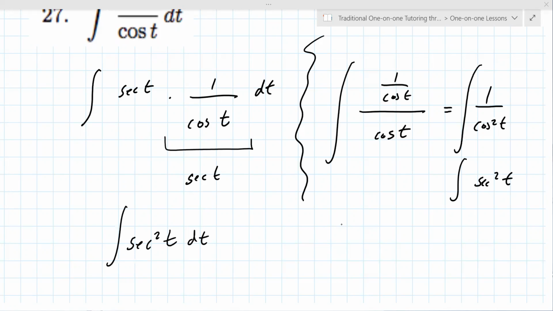Okay. And if you haven't looked at it in a while, you might be like, well, how do I do that? Integration by parts? No, that's way too complicated. It's just, I'm sorry, it's just tangent of t plus c. But if you haven't looked at that in a while, you may misremember how to do it. I did remember that one, so.